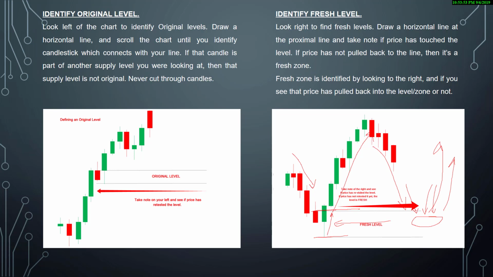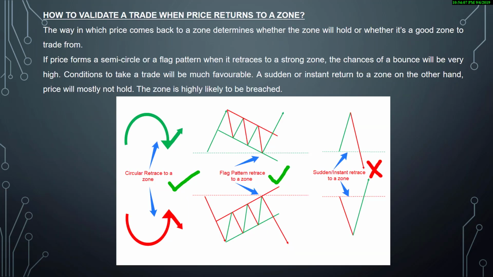Now, how then do you get to enter the trade? We are going to cover how to validate a trade when price returns to a zone. Remember, you have identified your original level, you have identified your fresh zone. Now, the patience in you is that you must wait. You wait for price to come back to those zones that you have identified. Now, how do you validate a trade when price returns to your level?